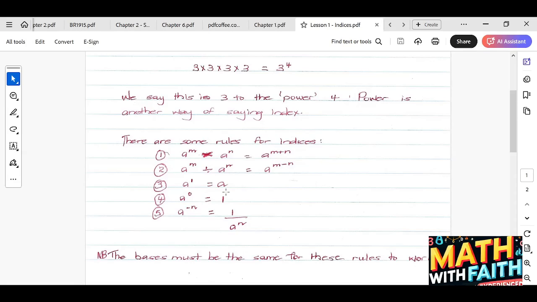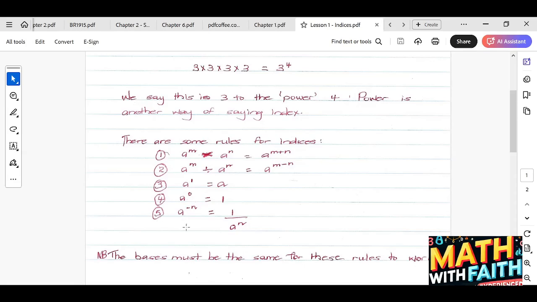And you could see that from the definition of an index, right? The fourth rule is that anything to the power 0 is equal to 1, right? Because we're not multiplying itself at all. We're taking it out. So anything to the power 0 is equal to 1. I could have 1,000,000 to the power 0. That means I just have 1. So anything to the power 0 is equal to 1.